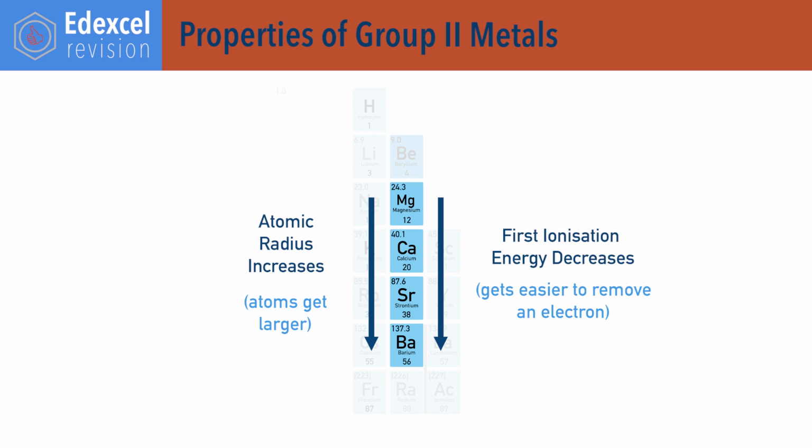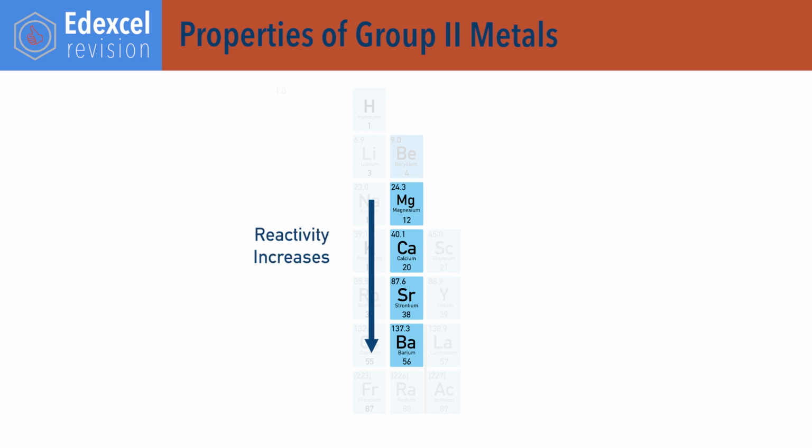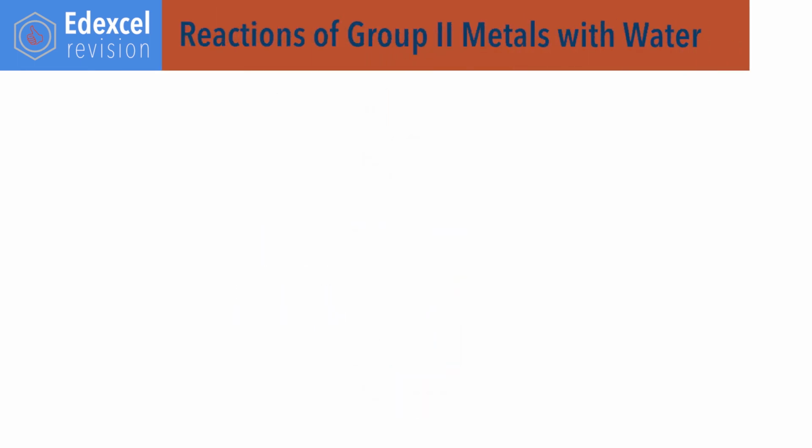Reactivity of the group 2 metals increases down the group, meaning they more readily form ions with a 2+ charge. They form ions with a 2+ charge as they lose their 2 outermost electrons from a full s subshell. This trend in reactivity can be seen by looking at the reactions of the group 2 metals with water.